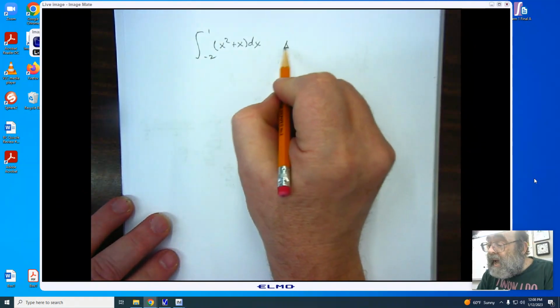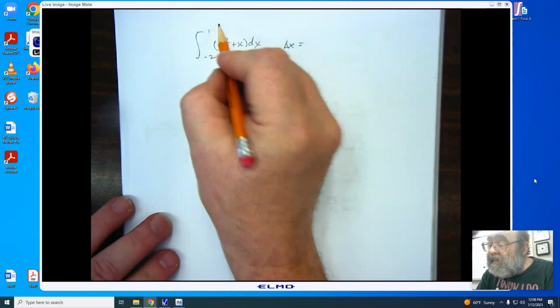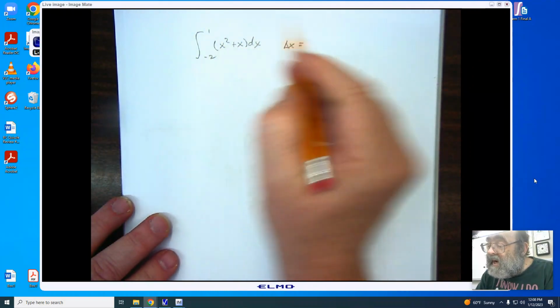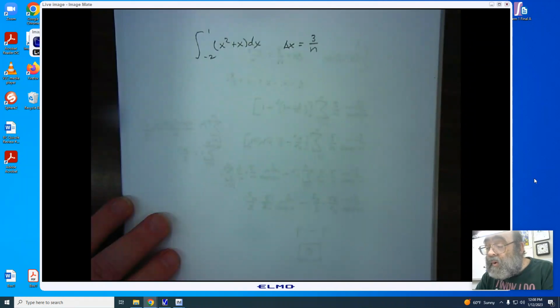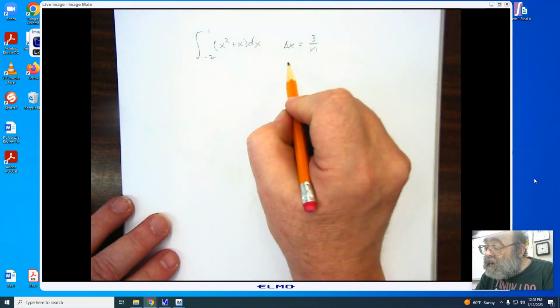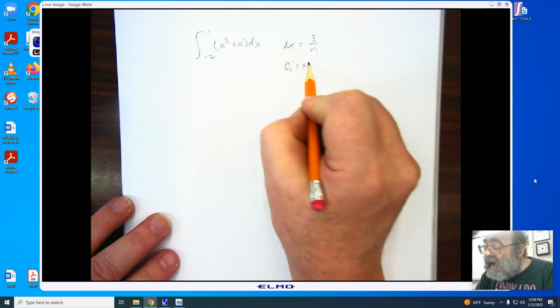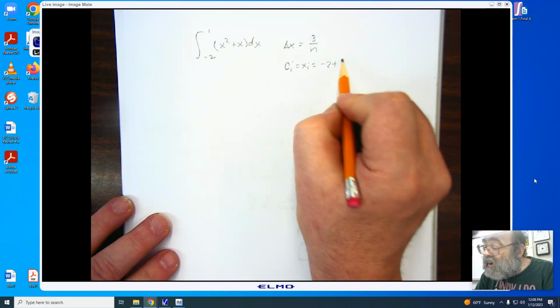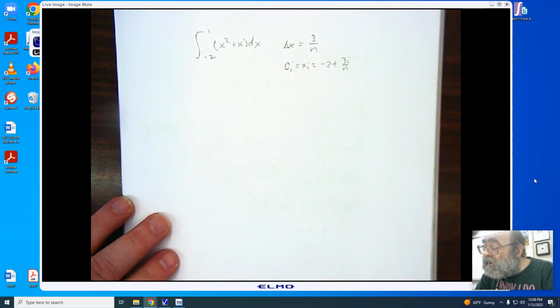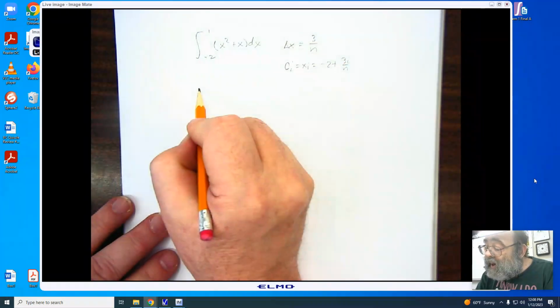We want our delta x. That's the gap between them. 1 minus -2 gives me 3 over n, or the gap between -2 and 1 is 3. C sub i, which is going to be my x sub i, is going to be the first term, -2, plus 3i over n. This is the x that we're going to put in now.